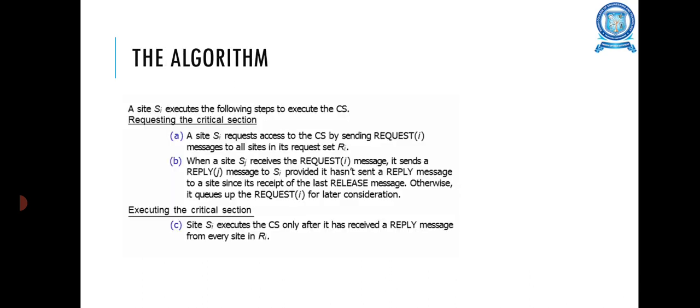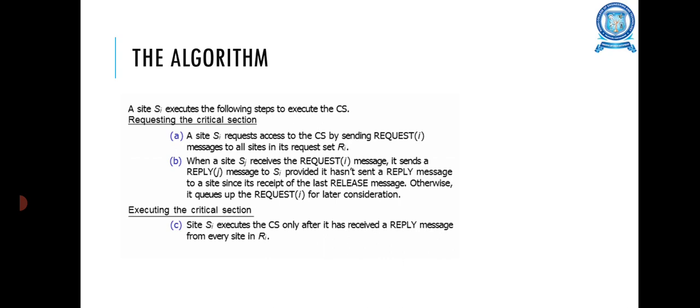The algorithm also has three steps. First step is requesting the critical section. Second is executing the critical section. Third is releasing the critical section. The first step is requesting the critical section. A site Si requests access to the critical section by sending a request message to all the sites in the request set Ri. When a site Sj receives the request message, it sends a reply message to Si, provided it has not sent a reply message to a site since the receipt of the last release message.